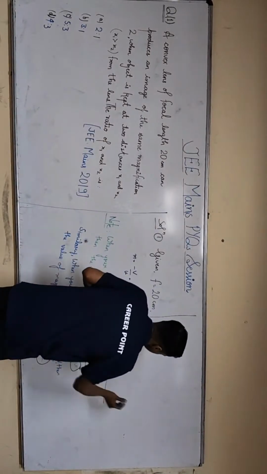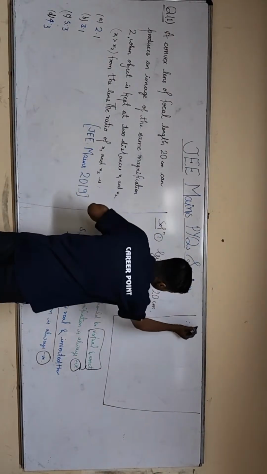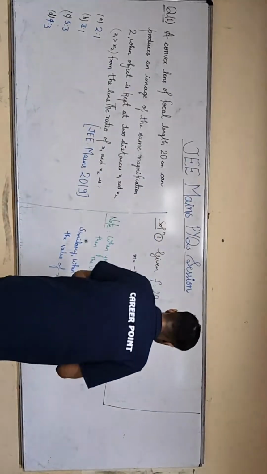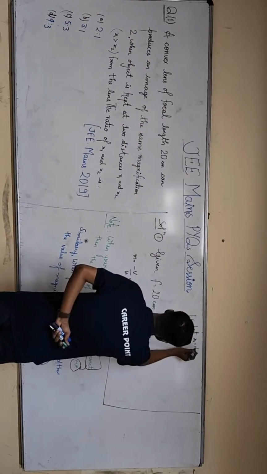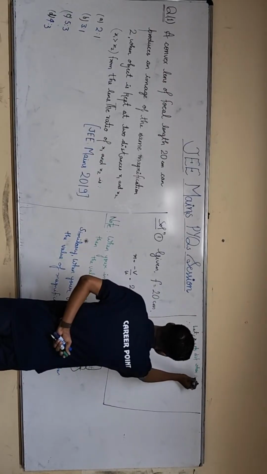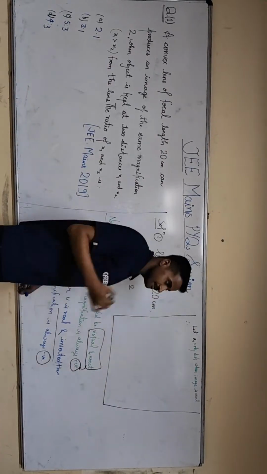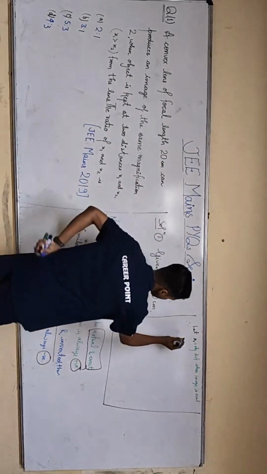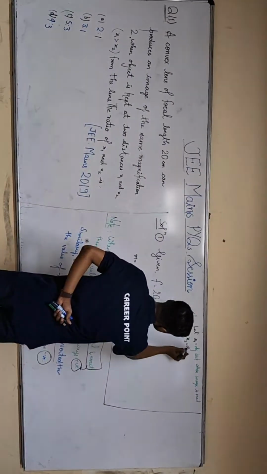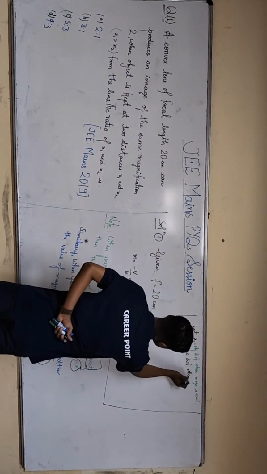Please create a box and write down: x1 is the object distance when the image is real, or we say inverted. Similarly, x2 is the other object distance, when the image is virtual. I hope it is visible to you.